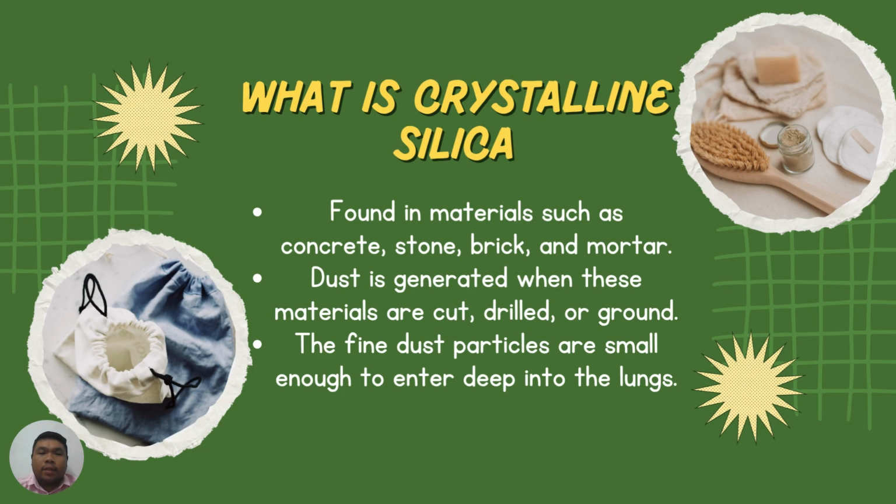What is crystalline silica? This silica can be found in materials such as concrete, stone, brick, and metal. Dust is generated when the materials are cut, drilled, or ground. Although it's not visible to the eyes, respirable crystalline silica can seriously harm workers over time.